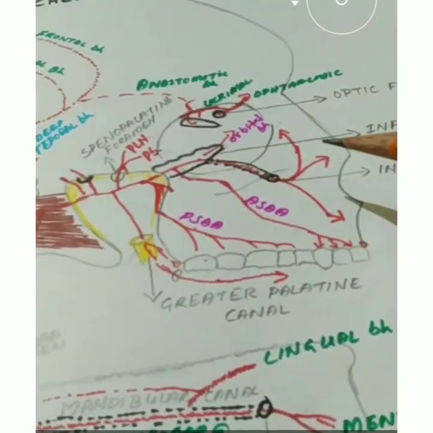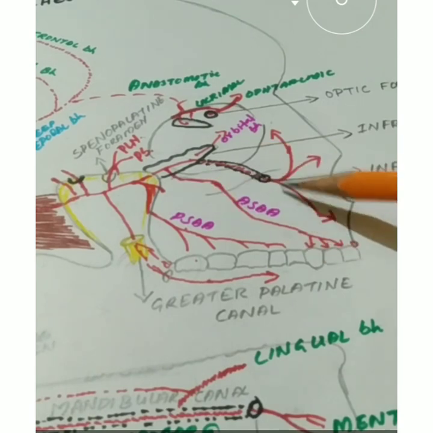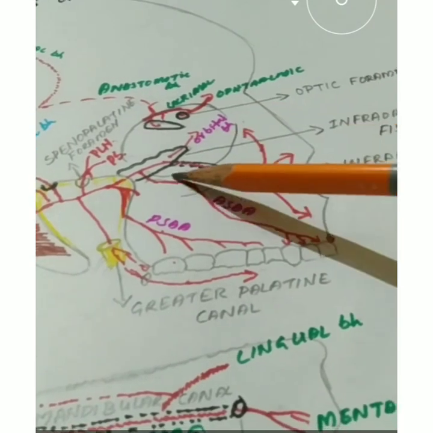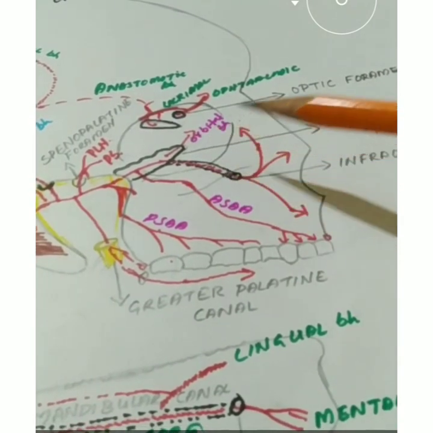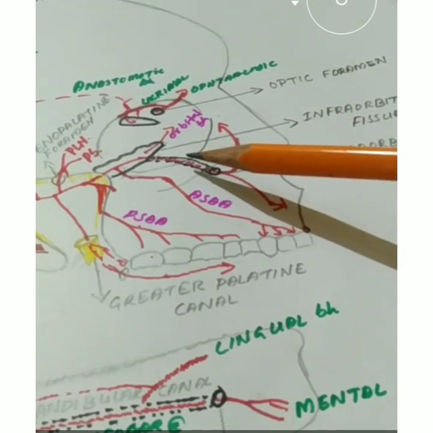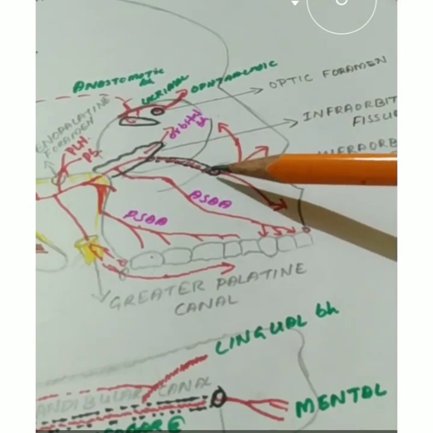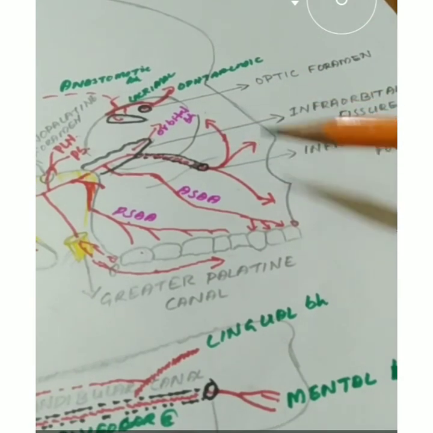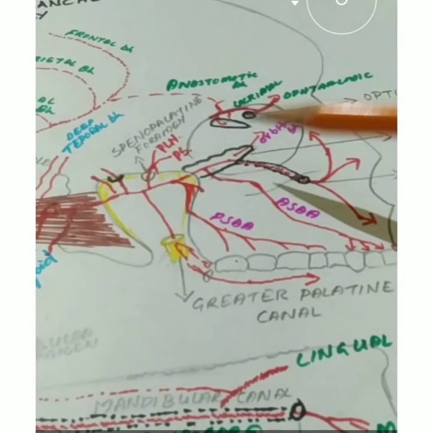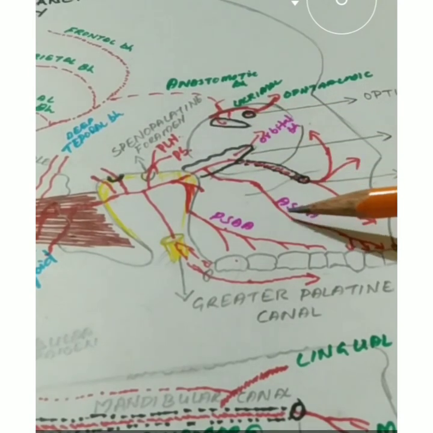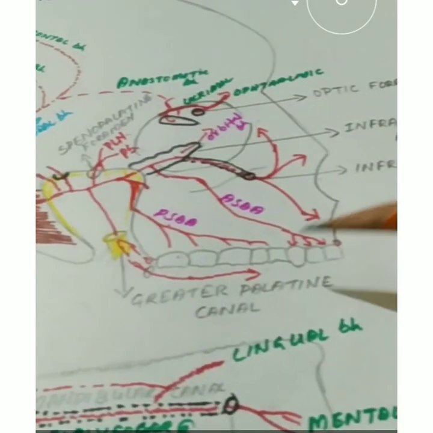The first one is the posterior superior alveolar artery, then the infraorbital artery, which passes through the infraorbital canal and infraorbital foramen, and gives off 3 terminal branches: lacrimal, nasal, and to the upper lip. And it gives off orbital branches to the orbit, and the anterior superior alveolar branch to the maxillary sinus and to the incisor and canine teeth.